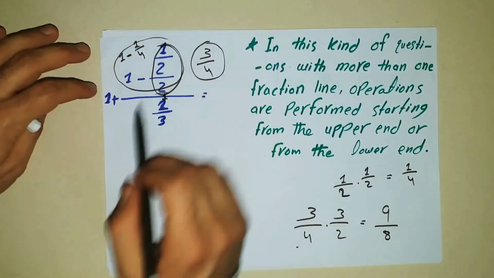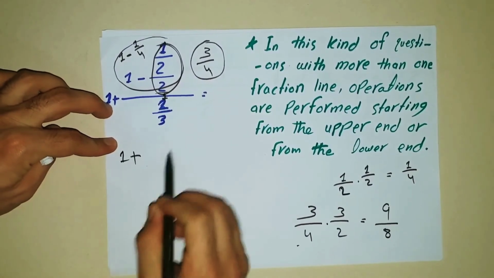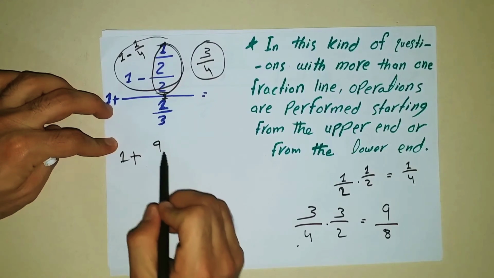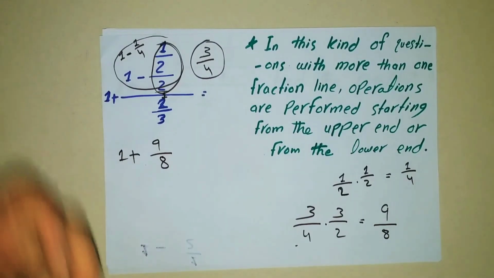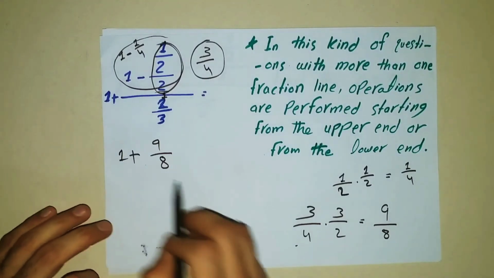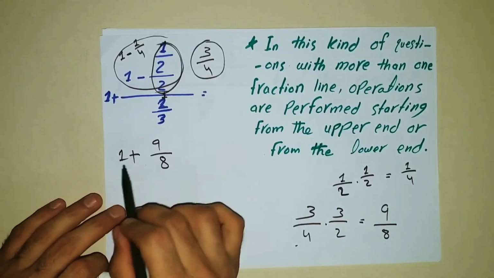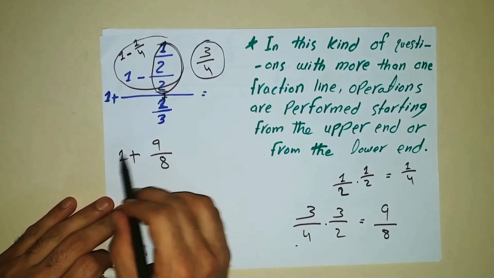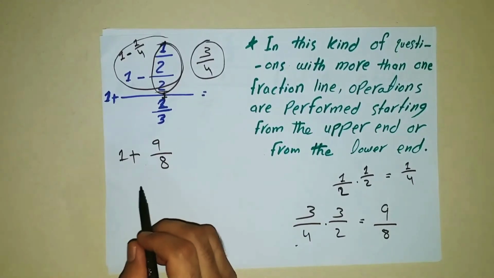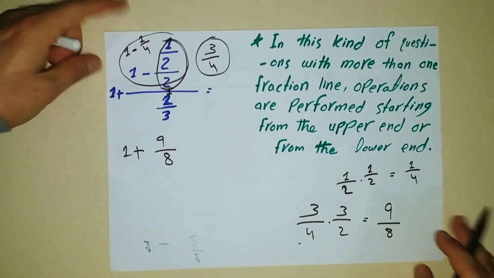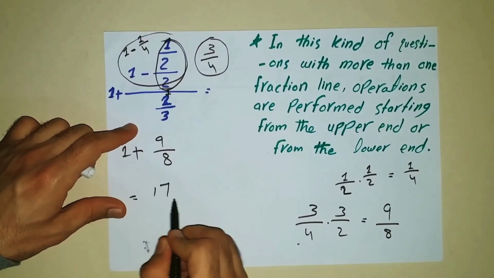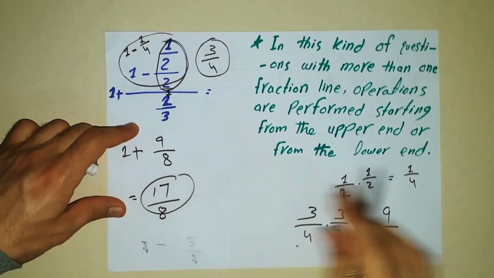Now my question is like 1 plus 9 by 8. Now it has come to this kind of question. Now it became easy for us. Now you can do the fast simplification, fast multiplication. 8 1s are 8 plus 9 will give me 17. So our final result will be 17 by 8.